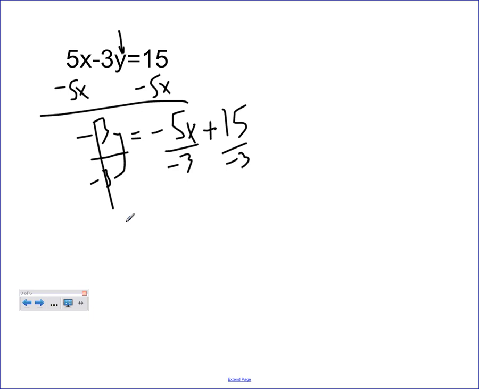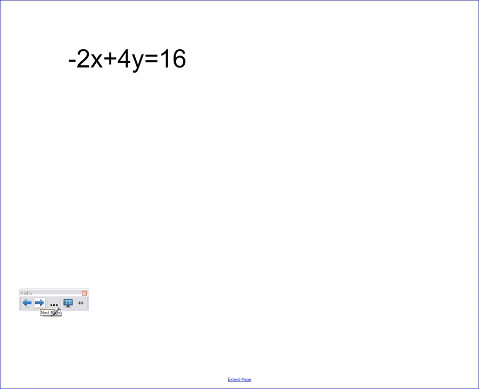And those are gone. Y equals the negative 5 divided by negative 3 is just 5/3 positive, right? 5/3. Positive 15 divided by negative 3 is negative 5. We have written our equation in slope-intercept form, and that, I think, is straightforward. It's just like solving an equation. The only thing we're doing is we're solving for y. Okay, let's try another one.